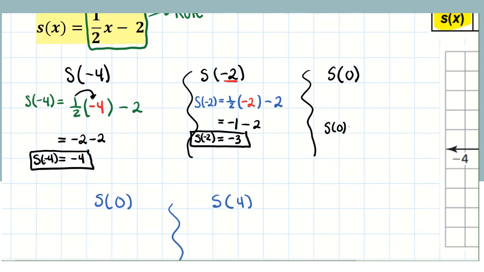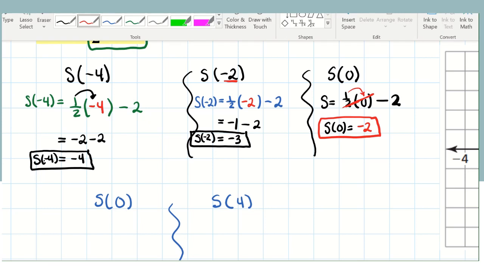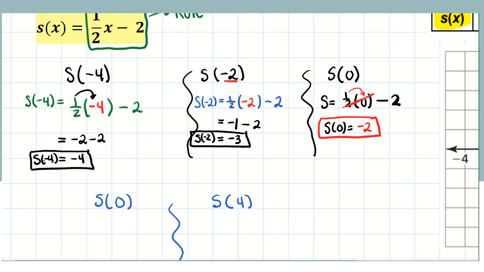Let's go ahead and do it for s of 0. But like as I mentioned earlier, if you can do this mentally, then you can skip the calculation step and you can just do your calculations mentally. And like I told you, 0 was going to be the easiest because the only thing left would be -2. And later you're going to learn what this is called.